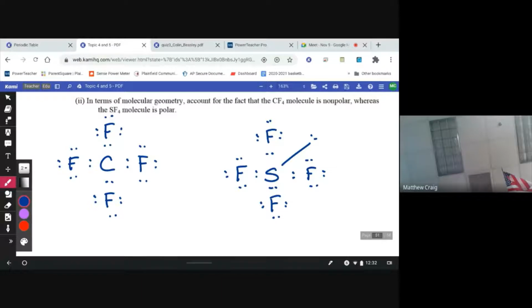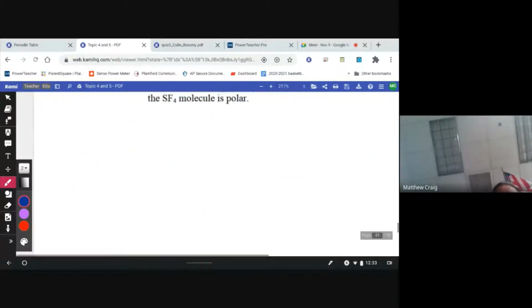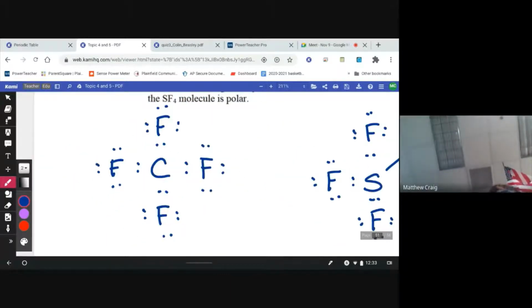Okay, so that's a good start. Do you have this? That one over there is polar, or that one. Okay, so I do want you to include symmetrical, asymmetrical. So let's talk about this one. The CF4 is symmetrical because all the external atoms are the same and there are no lone pairs. Perfect. That's all you got to say.